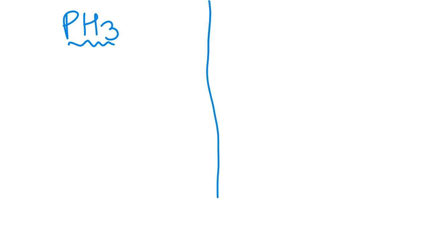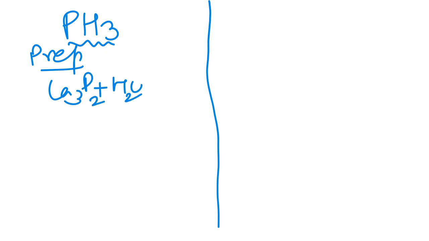Then next is phosphine. Compound of phosphine we will start. First is phosphine. Phosphine properties and preparation we will study. First, preparation. Take calcium phosphide and react it with water. You will get calcium hydroxide and PH3.